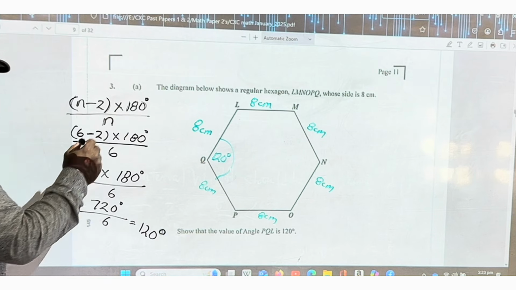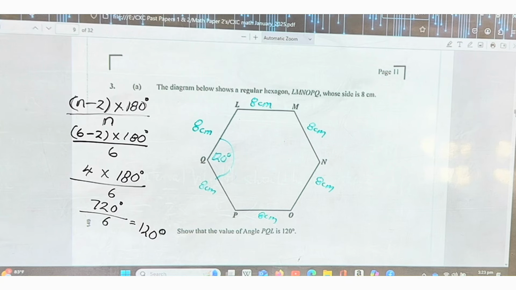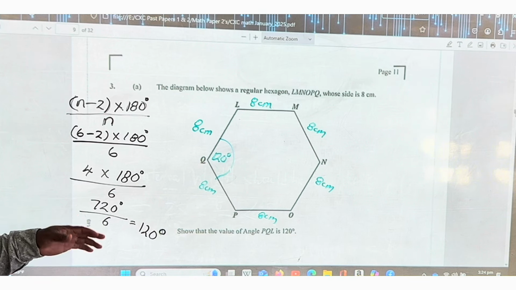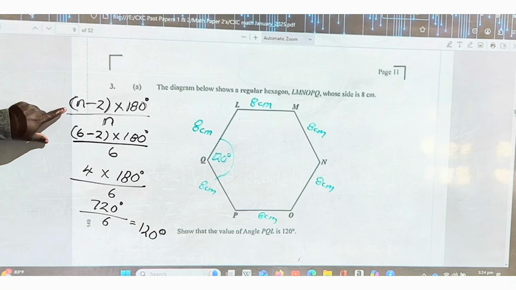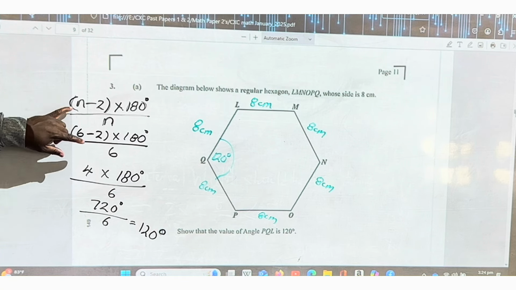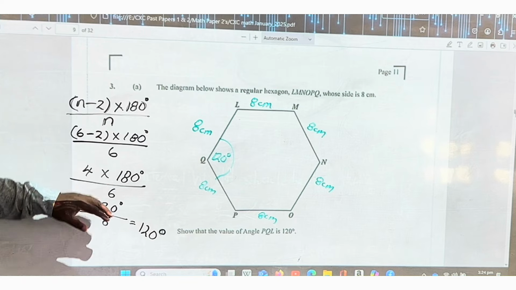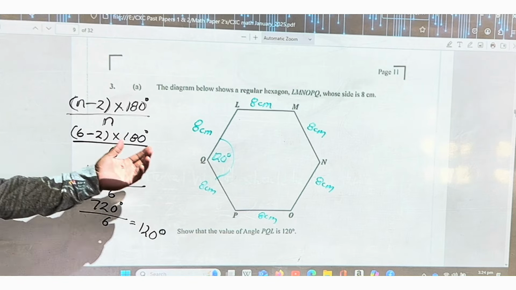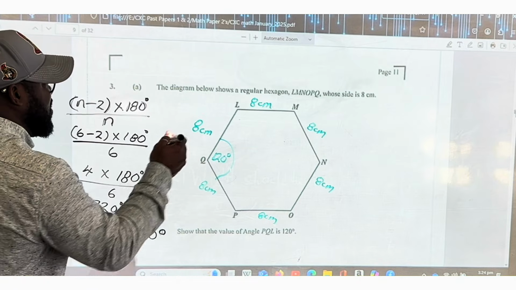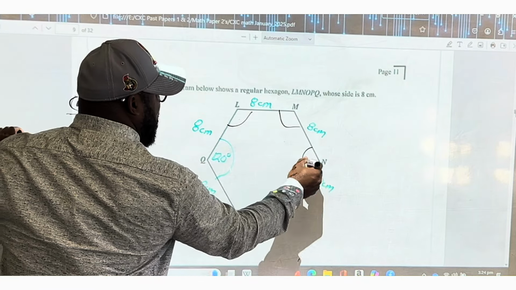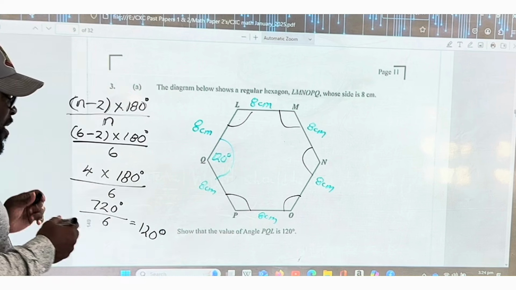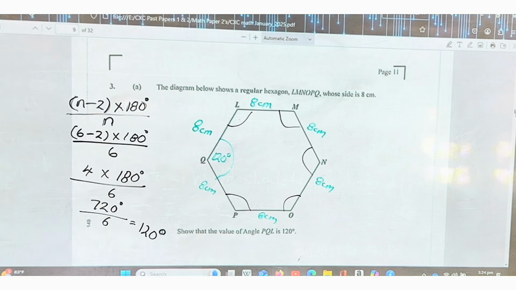Come in, I know you can't feed the web, but you can take a picture of it. Right, so the number of sides go here and here, which gives us 4. So we have just proven that each of these angles, all of these, will be 120. So the value of angle PQL is 120. We just showed it.